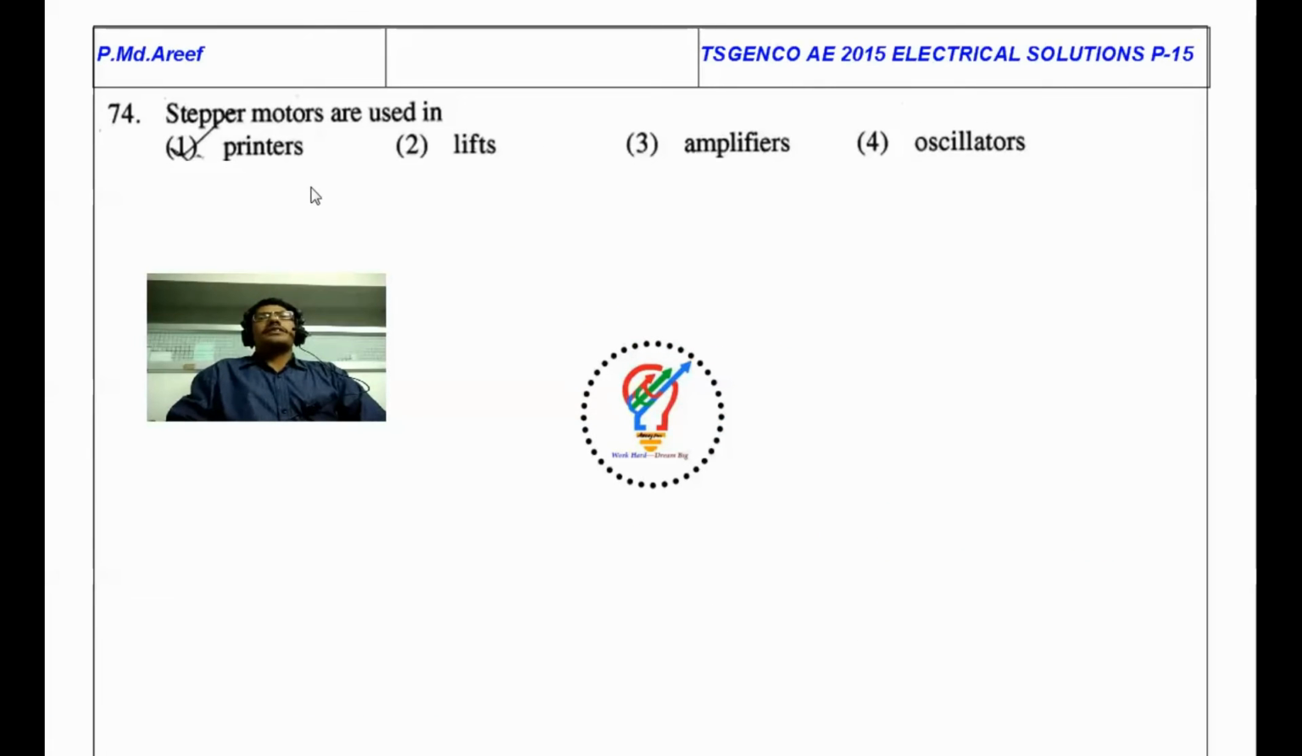And the next is a straightforward and simple question. Stepper motors are used in printers where each and every movement of step is required. That means when a printer is printing on paper, the paper is moved in a step-by-step manner. So for such small incremental steps, we use stepper motors.